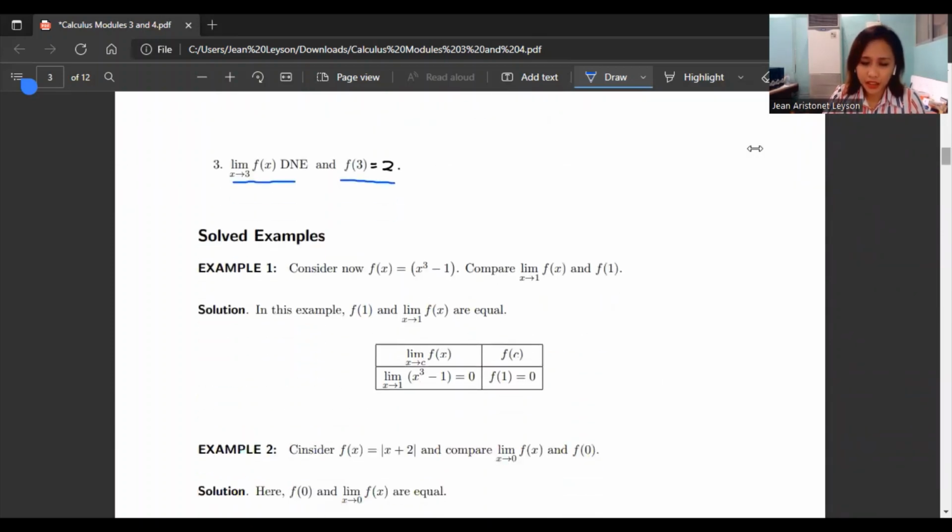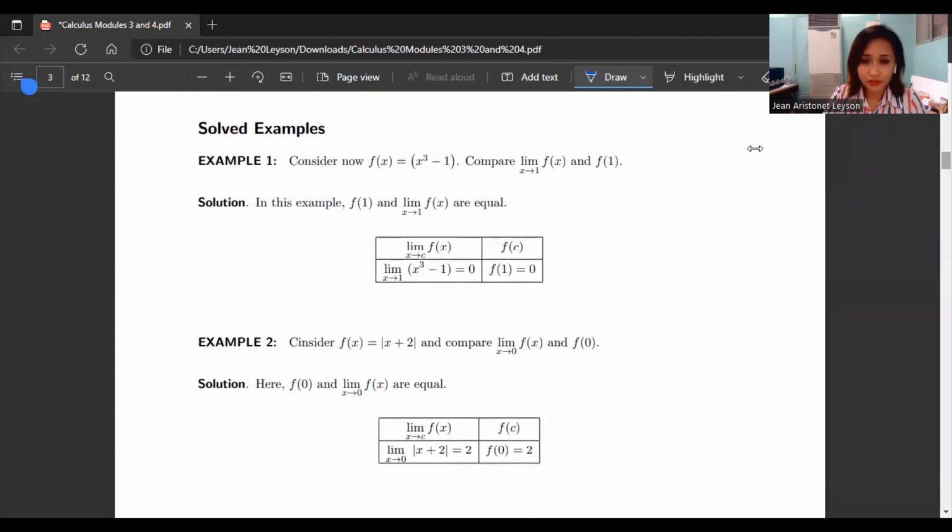So here we have some examples. Let me try to discuss these one by one. Example 1, consider now the function f of x is equal to x cubed minus 1. Compare the limit of the function as x approaches 1 and f of 1. In this example, f of 1 and the limit of the function as x approaches 1 are equal. So let's try to solve for the limit.